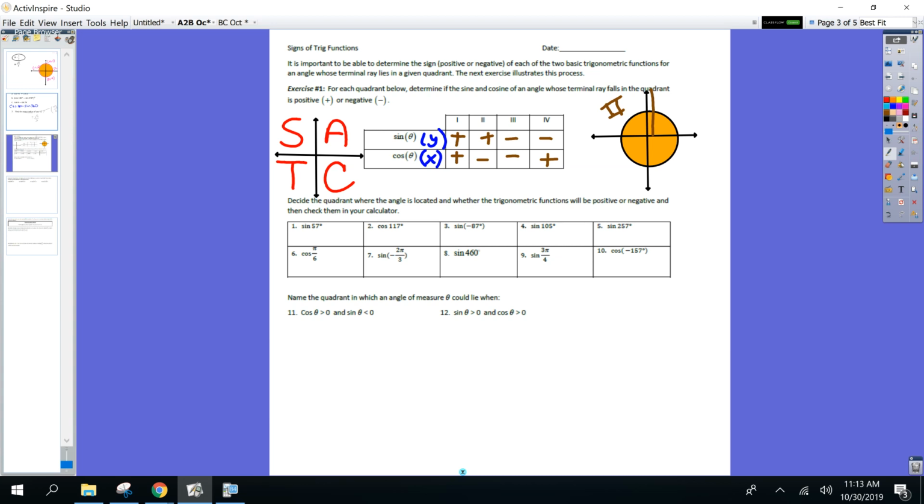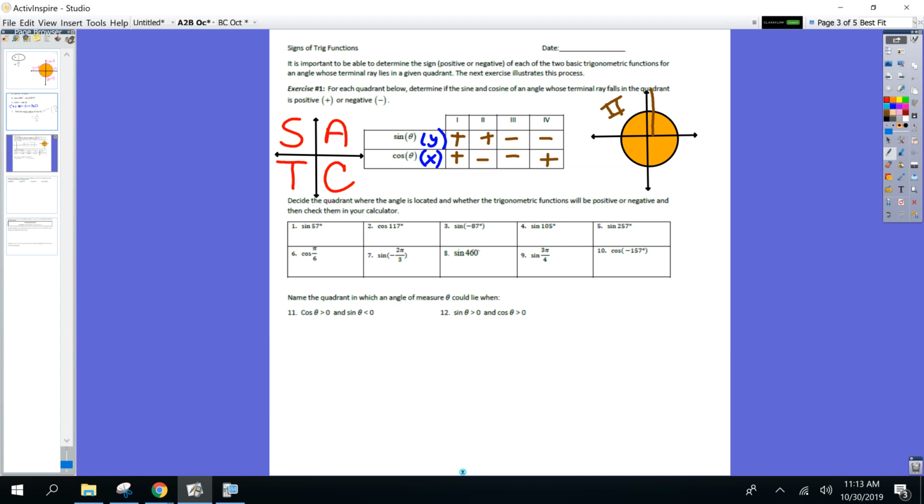Ready? The A stands for all, meaning everything is positive in quadrant 1. Everything. Quadrant 2, guesses on what the S means? Sine is the only thing positive in quadrant 2. The rest, negative. Now, I know we haven't talked about this, but we will towards the end of the unit.